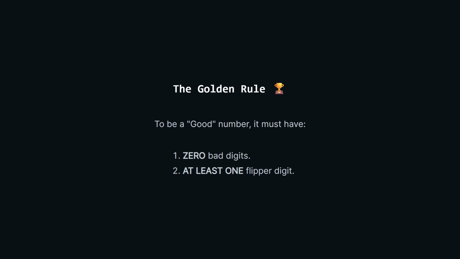This gives us a really simple golden rule. A number is good if it has absolutely 0 bad digits, and at least one flipper digit somewhere inside it.